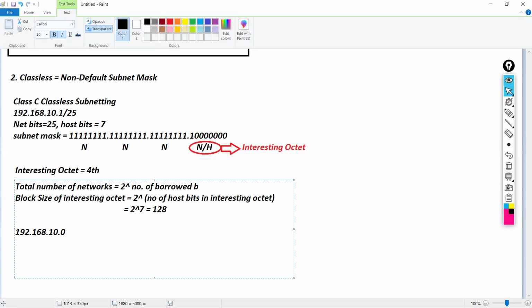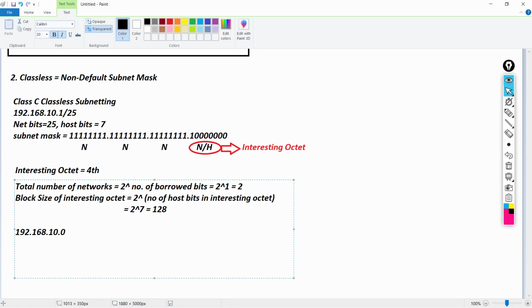Now, what do I mean when I say borrowed bits? Normally, with /24, how many network bits? 24. But this time my network bit is 25. That means how many bits are extra? 1. That one bit you borrowed from which part? Host part. You converted one host bit into a network bit. So the number of borrowed bits will be 1. We borrowed one bit, so you will say 2 raised to power 1.